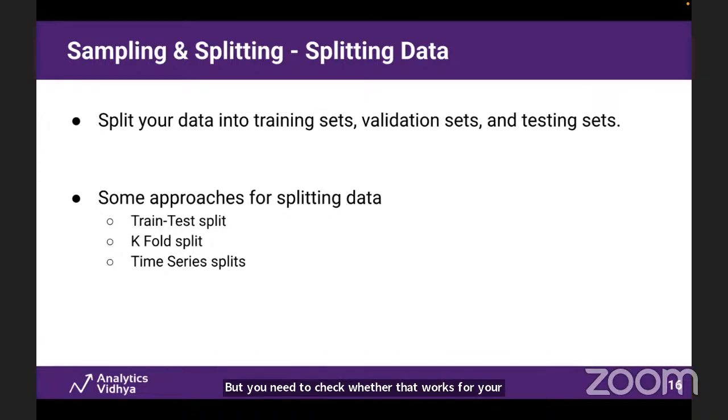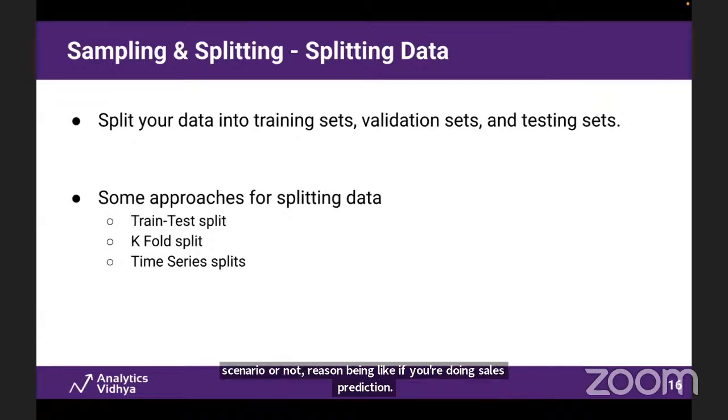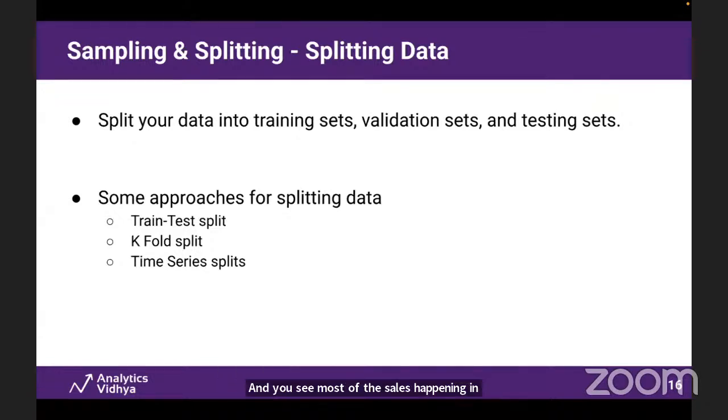The reason being, if you're doing sales prediction and you see most of the sales happening in the first 2 weeks of the month, your prediction would be wrong for the later half, because you have trained your data on the first 15 days where the sales are high, but actually in the last week of the month your sales are low. Maybe people are running low on money as it is the end of the month. So you have to be careful when you're doing this split. As I mentioned, it depends on the use case.